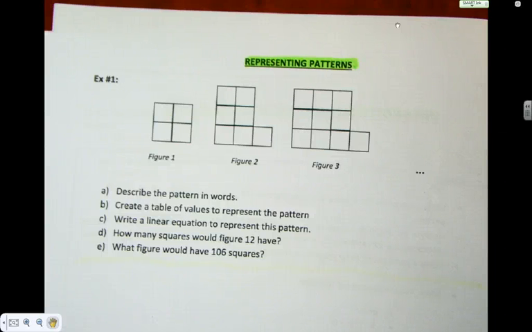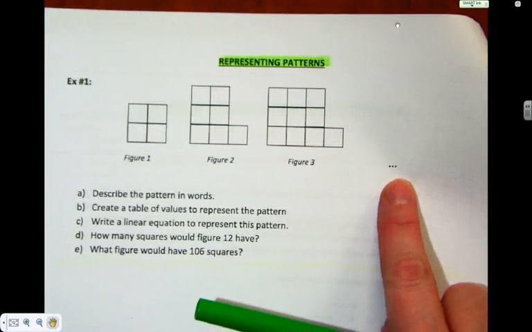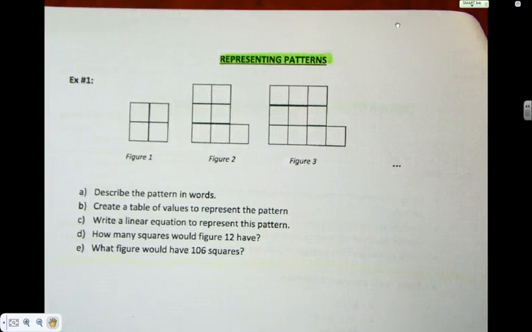So let's just imagine I gave you these blocks in figure 1 and figure 2 and figure 3, and then you'll notice there's a little dot, dot, dot. What does the dot, dot, dot mean? Yeah, it means it keeps going forever and ever. So there would be a figure 4, a figure 5, figure 6, etc. I've only shown you the first 3.